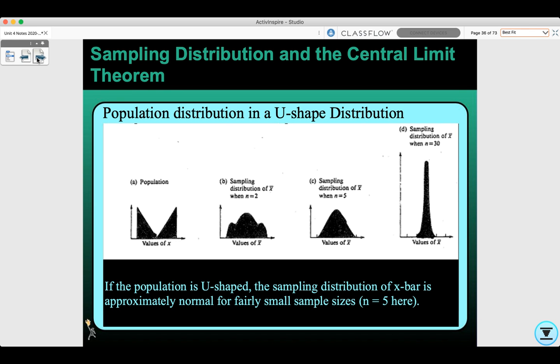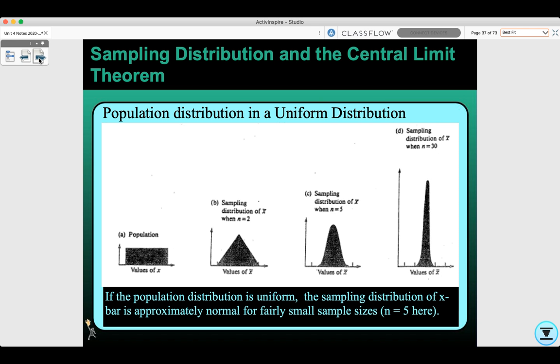If the population is U-shaped, the sampling distribution of x bar is approximately normal for fairly small sample sizes. Here, it's n equals 5. And also notice, as n increases, the spread also decreases.